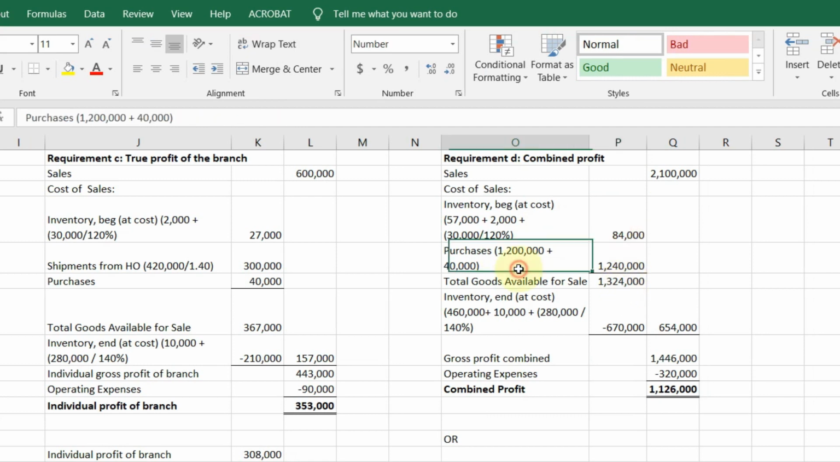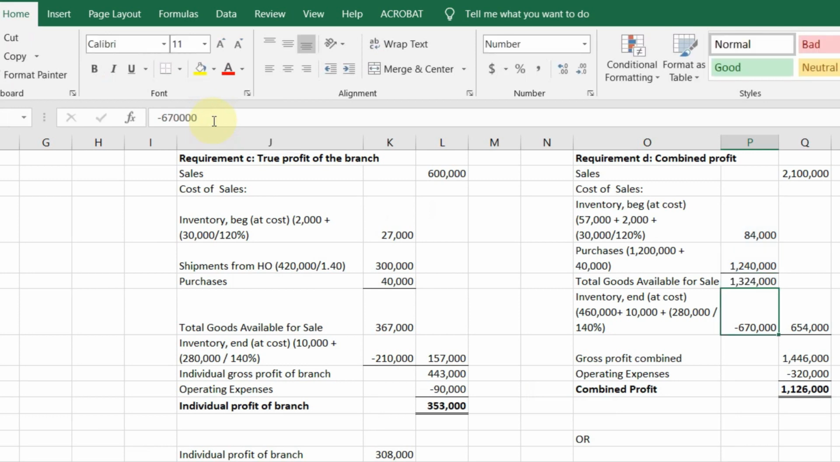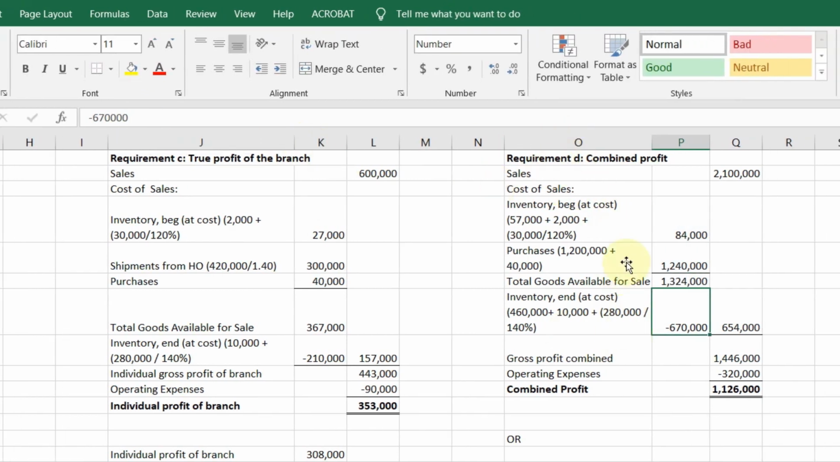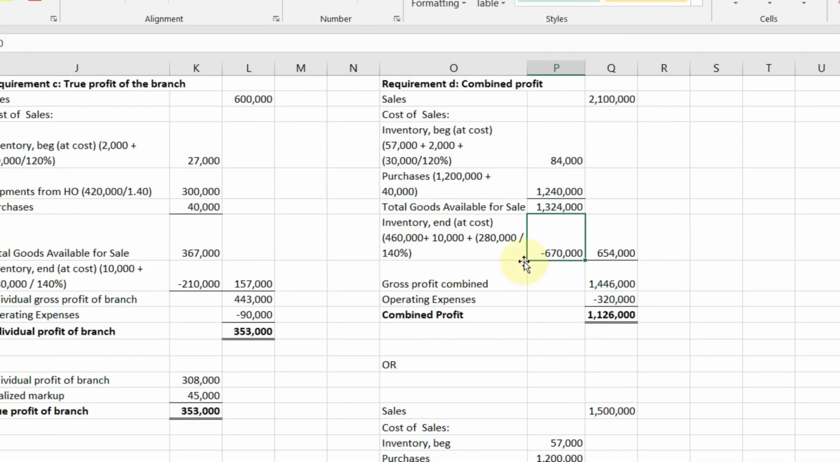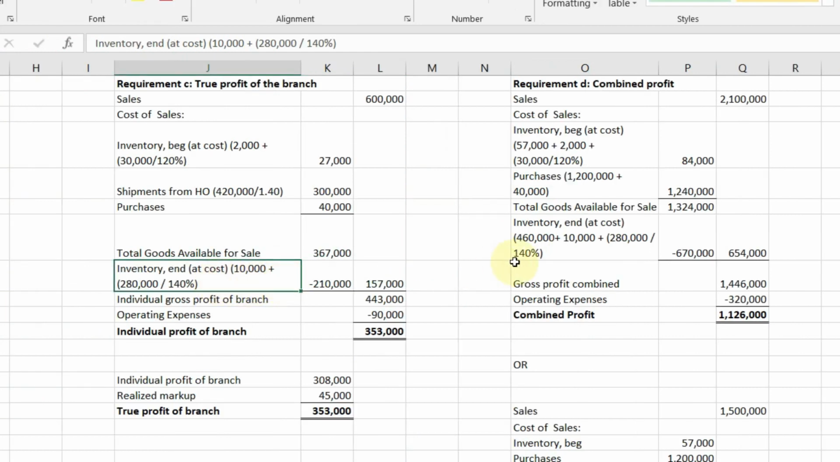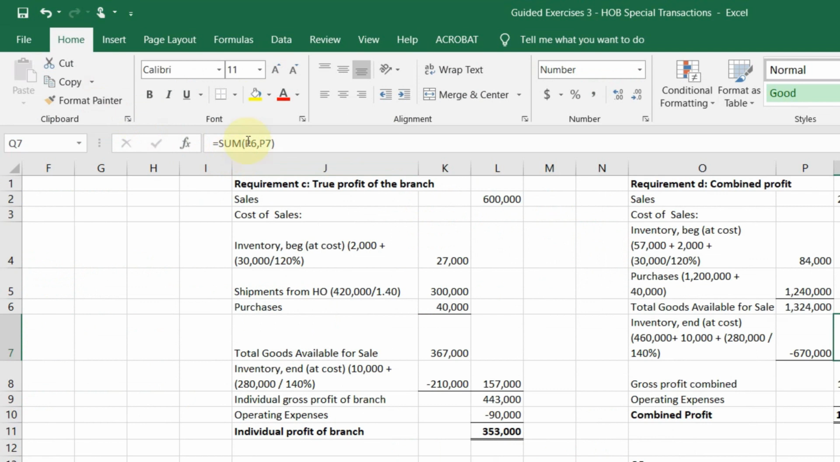Purchases ni HO at ni branch, 1,240. Total goods available for sale, you just add. Okay, the two. Okay, wala na siyang wala na yung mga reciprocal accounts. Kasi di ba, combined ay tinatanggal ang reciprocal accounts. Okay? For the ending inventory, yung kanina, from the true profit of the branch, add mo lang yung kay ending inventory ni home office, you'll get 640. Okay, so deduct goods available for sale from ending inventory, you'll get 654,000.